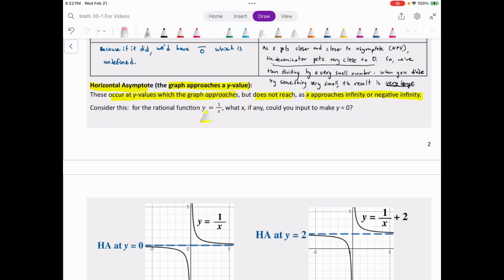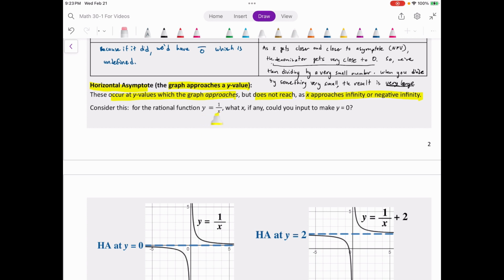It's asking us this here. Y equals 1 over x. What x, if any, could you input to make y equals 0? So let's sit here and think about this for a sec. If x were 1 billion, would y be 0? We're dividing by a really, really big number. But would we get 0? No, right? We'd get a tiny number. We'd get like 0.0000001, but we wouldn't get 0. If we made x 100 billion trillion cajillion, right? Still, would y be 0? No, it would be tiny, tiny, tiny, but it would never actually be 0, right?